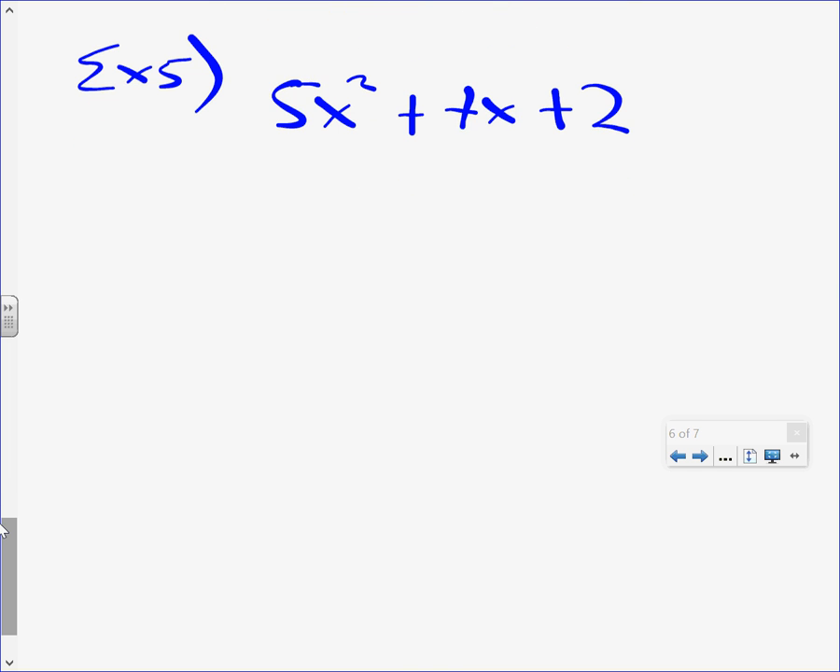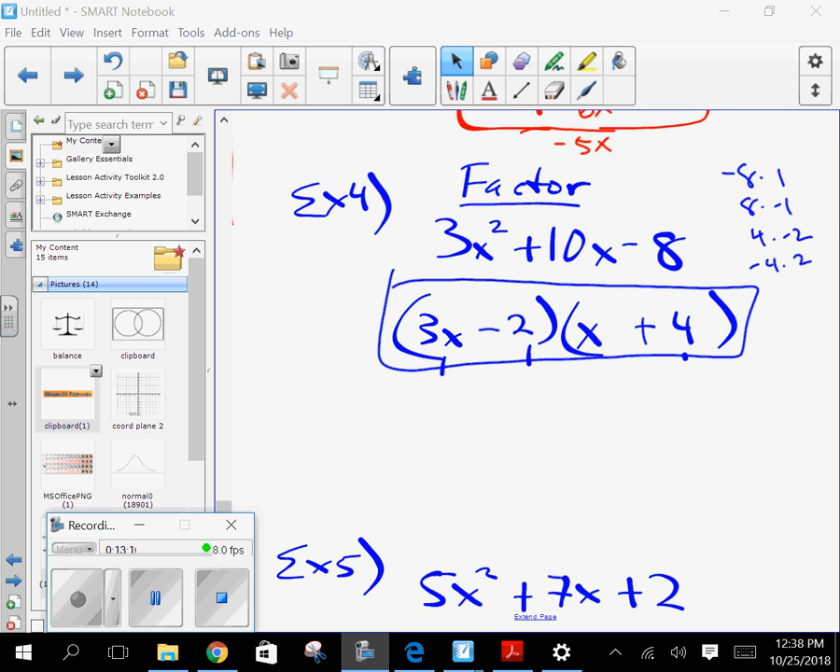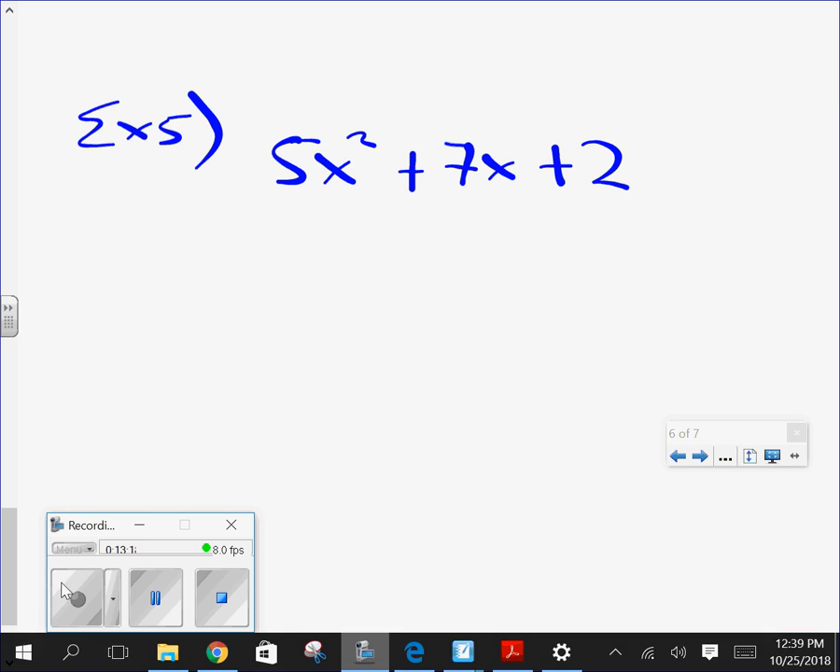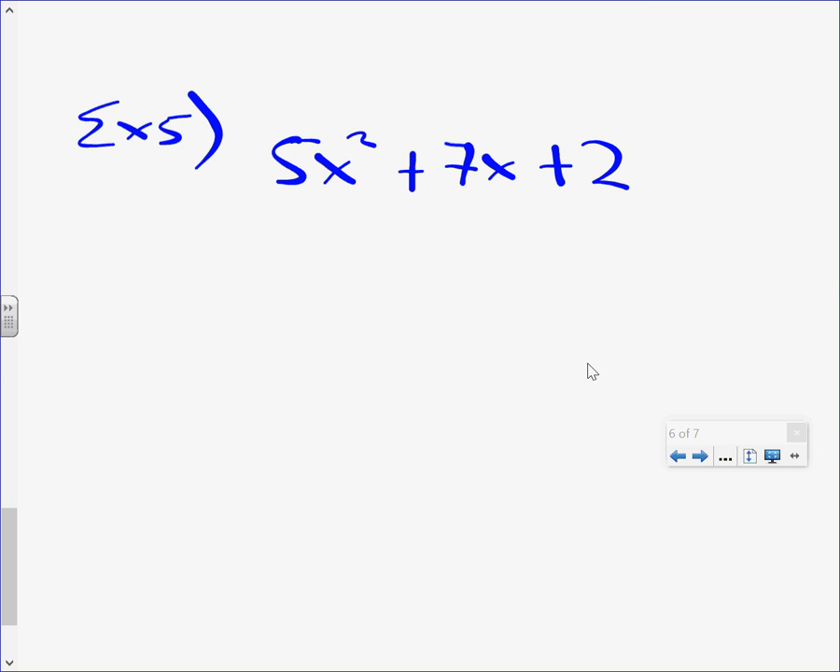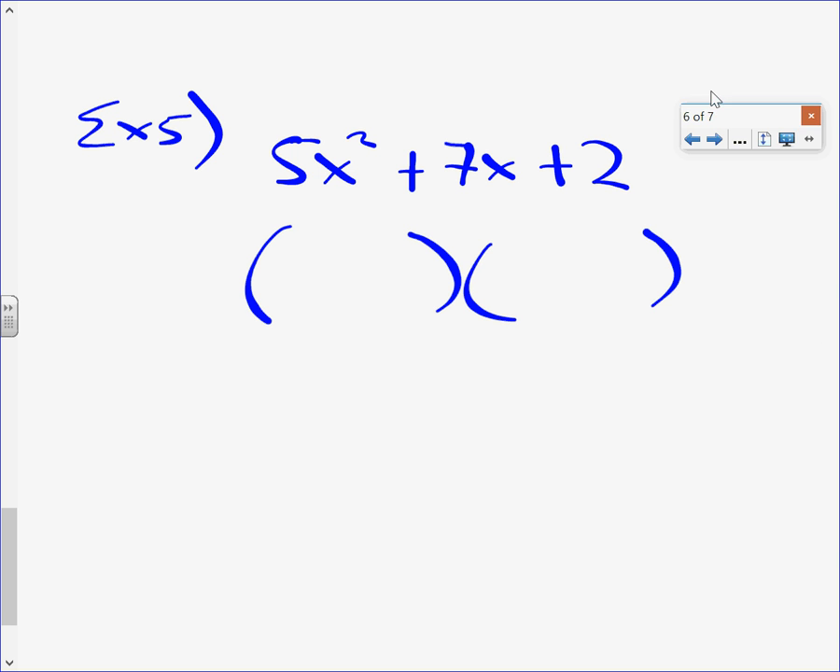We'll write this down. Last one. Can we do it on our own? It's 5x squared plus 7x. Notice without even thinking about it, I'm going right to my binomials. Here and here has to be 5x squared. There's only one possibility: 5x and an x. That was easy.